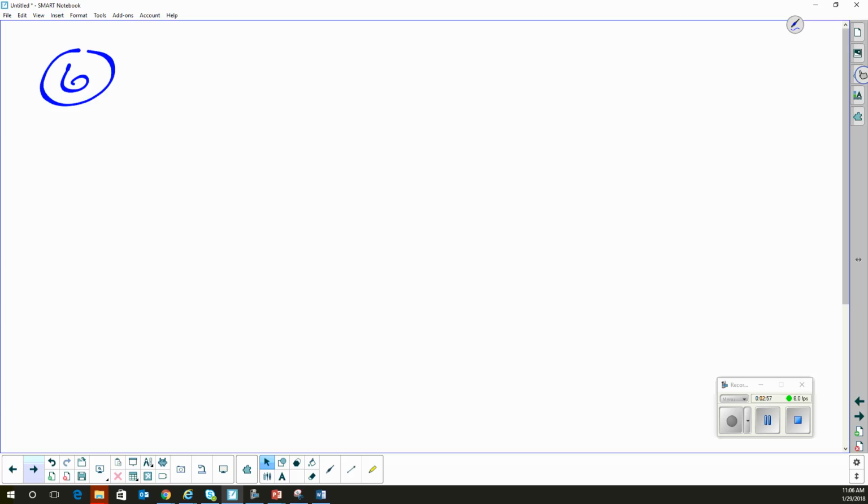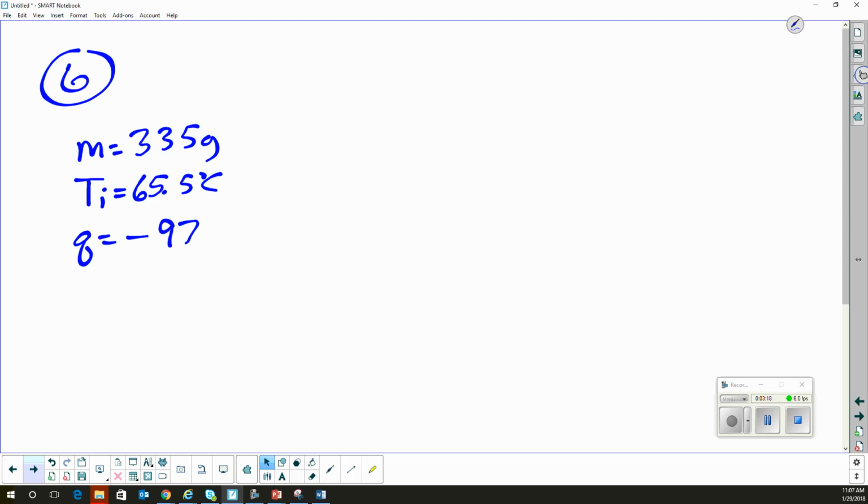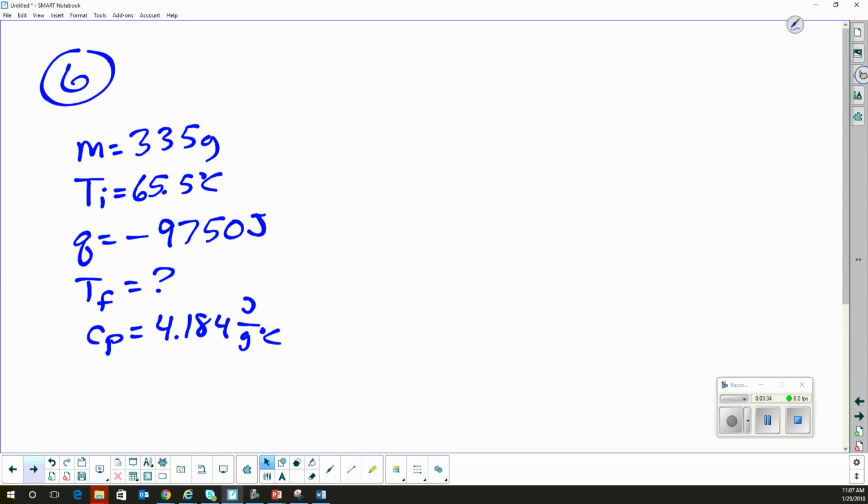As you read it, it says, if a mass of 335 grams at 65 degrees, so that's my temperature initial, loses, my Q, loses means negative, 9,750 joules. What is the final temperature, TF, question mark, of the water? Liquid water has a specific heat of 4.184 joules per gram degree Celsius.